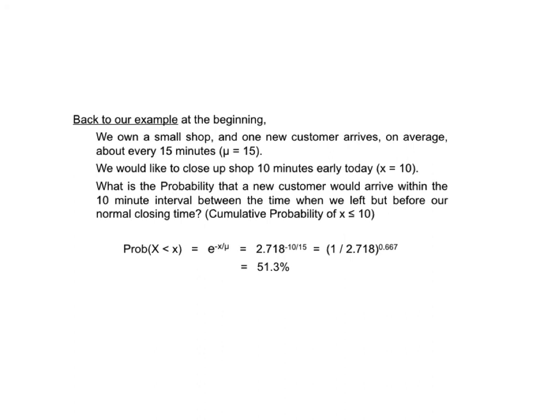Back to our example at the beginning. We own a small shop and one new customer arrives on average about every 15 minutes. That is, mu equals 15. We would like to close up shop 10 minutes early today, so x equals 10. What is the probability that a new customer would arrive within the 10-minute interval between the time we left but before our normal closing time? That is, what is the cumulative probability of x being less than or equal to 10? We insert x equals 10 and mu equals 15 into the cumulative density function, and we get our answer, 51.3%.